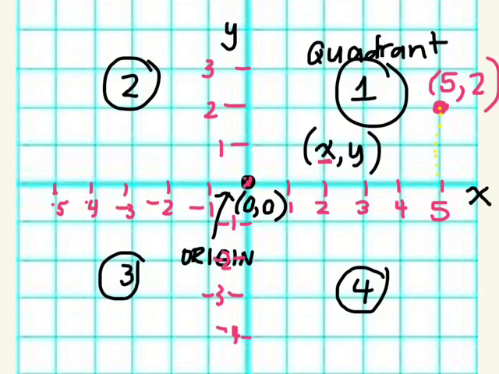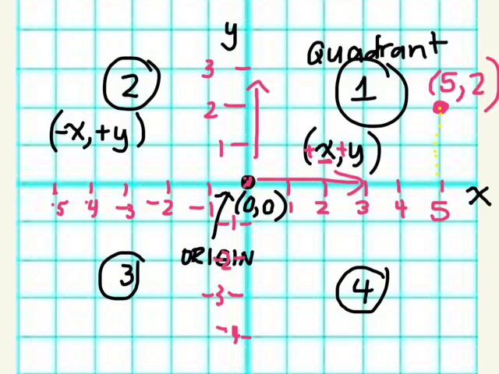So any point in the first quadrant will always have positive digits, right? If we move to the right and if we move up, both values will be positive. How about in the second quadrant? How would we read the coordinates? The x would be negative and the y would be positive. Good. The x would be negative and the y would be positive because we're moving left. We always move left or right first, and then we move up or down.